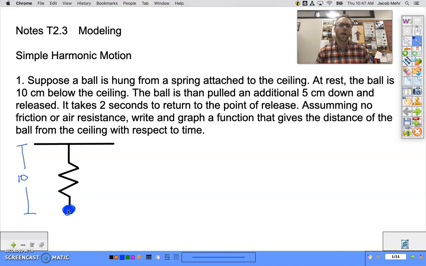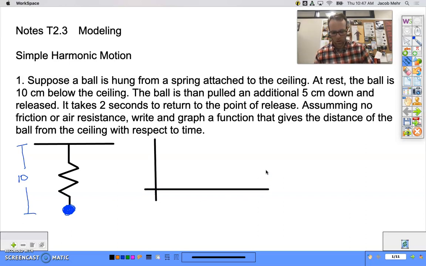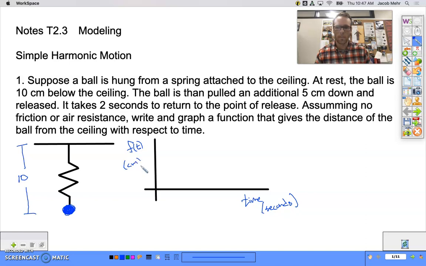Okay. So what's going to happen here as we pull the ball down and release it, it's going to go up and down. And I want to graph here a function where this is time, and that'll be in seconds. And then this up here for the y-axis, what do we want to graph here? That gives the distance of the ball from the ceiling with respect to time. Okay, so this is going to be in centimeters. And be careful, it's the distance the ball is from the ceiling.